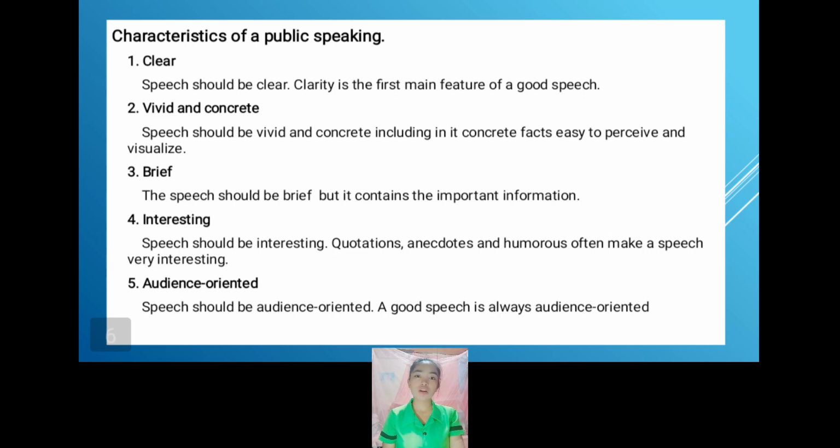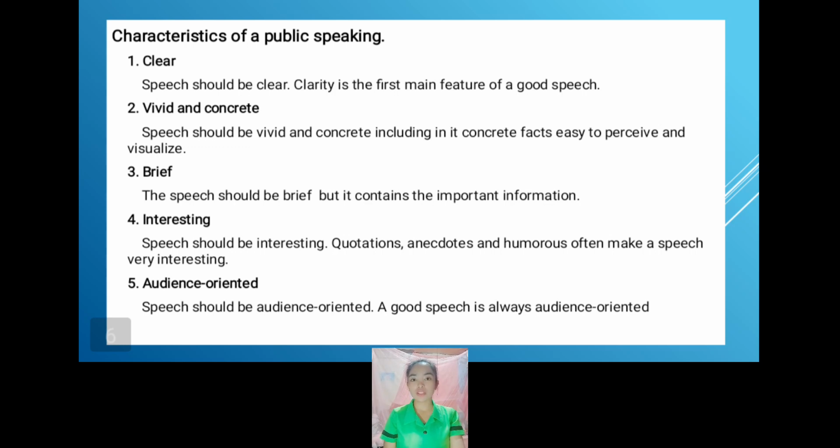the concentration of an average audience does not last more than 20 to 25 minutes, and the minimum is at least 18 minutes. Hence, an ideal speech should not exceed that time unless the audience is motivated by certain interesting facts during the speech. And number four is interesting.